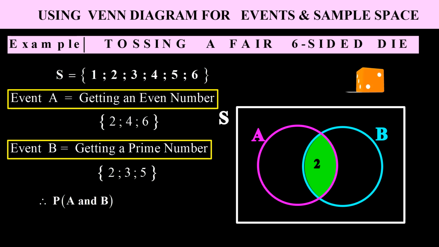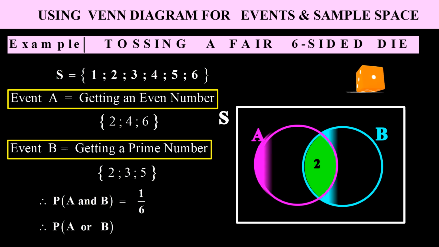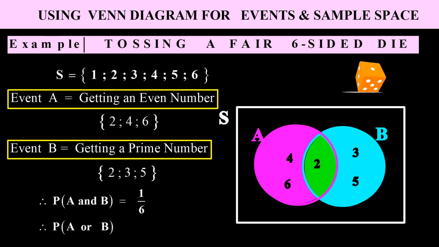How many elements are there? There's only one number that fits in there. So the count is 1, and the sample size is 6, so it's 1 over 6. Let's look at A or B. I now notice there's the A or the B. So it consists of how many numbers? 5. So the probability there would be 5 over 6.